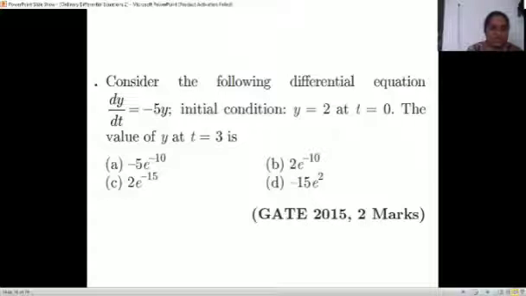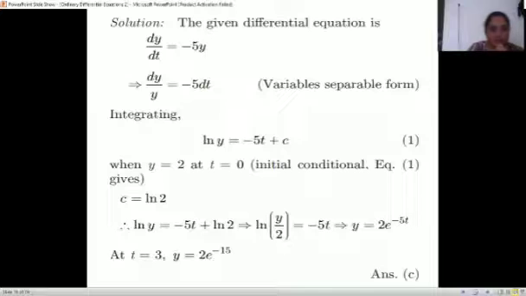So if we take that minus 5y to the LHS, it will be plus 5y equal to 0. So it is D plus 5 equal to 0, and D is minus 5. So its solution is y is equal to c1 e raised to minus 5t. And applying the initial condition at t is 0, y is 2, we'll get c1. And it is asked to find the value of y at t is 3. The same thing is here given.